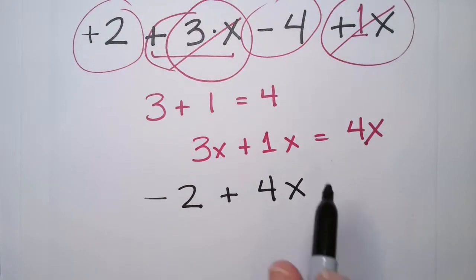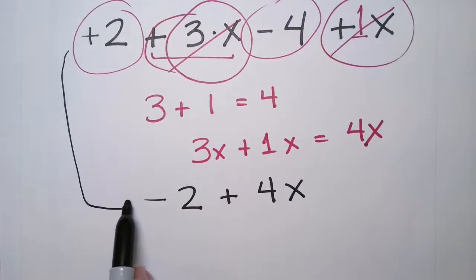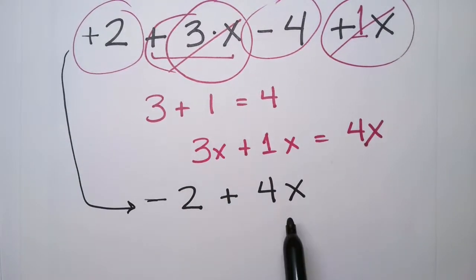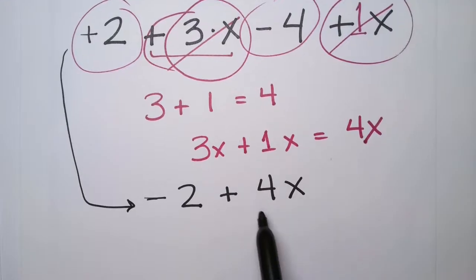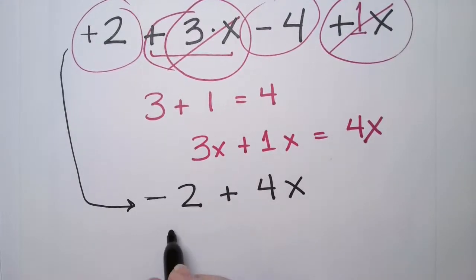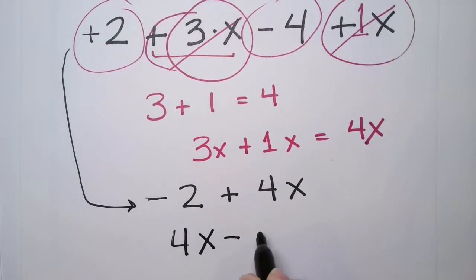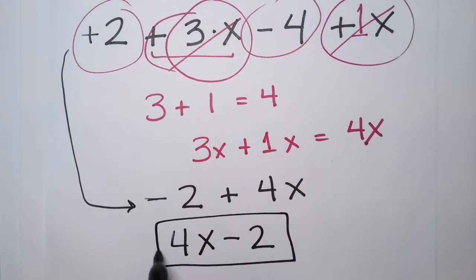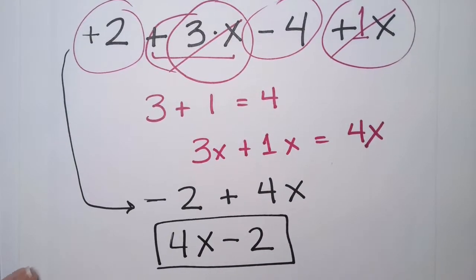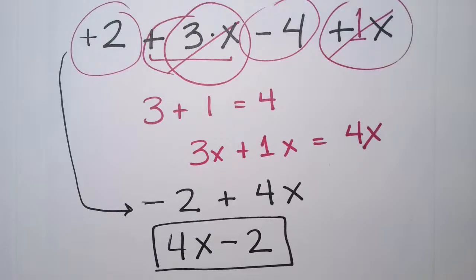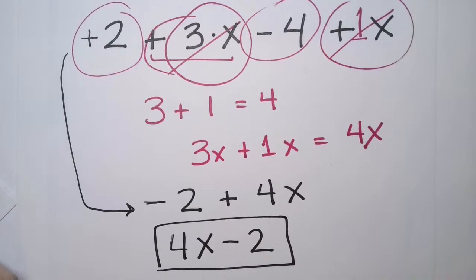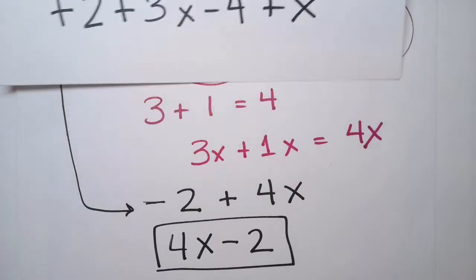And so it can be reduced from here to here. In algebra, what we like to do is take the highest power of x, in this case it's this one, and write it first. So this would be a full credit answer. We started with something that, here, let me write it again without all of those circles on it. 2 plus 3x minus 4 plus x. Okay, so this is what we started with.